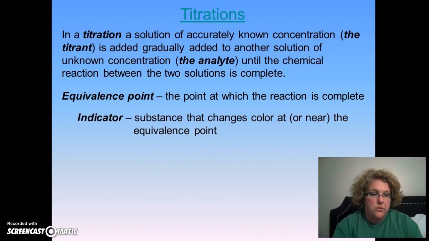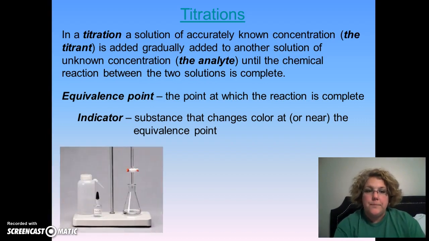Now, sometimes we use different ways to determine when the reaction is complete. One way is to use an indicator, a substance that changes color at or sometimes just very near the equivalence point. Other ways to determine the equivalence point are via pH, electrical conductivity. There's several ways to do it.